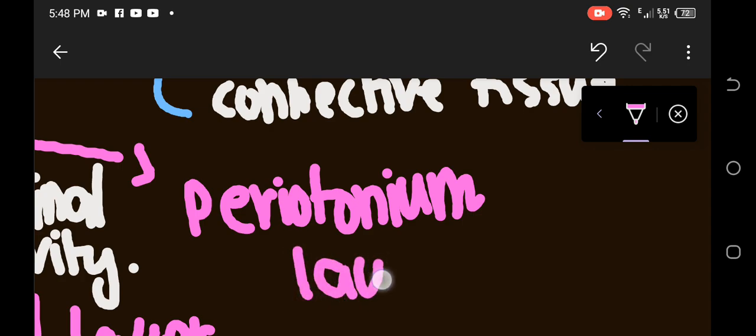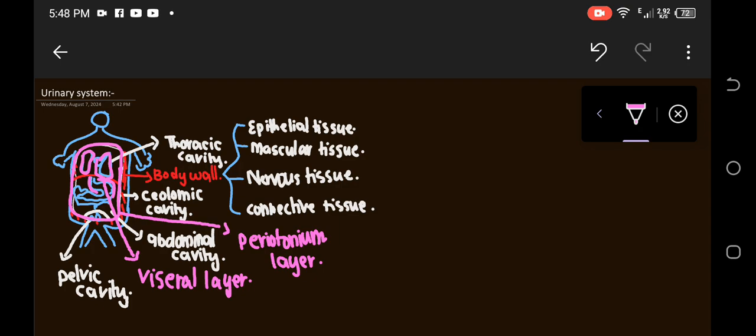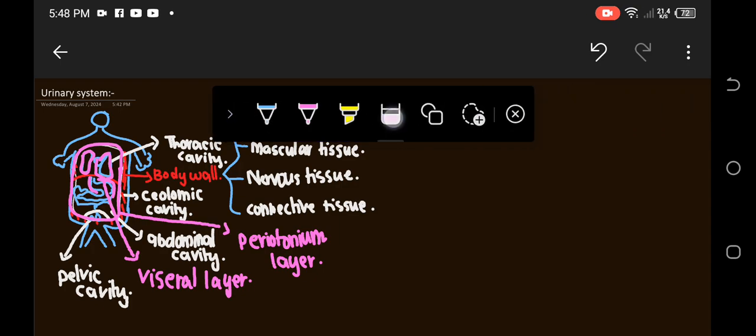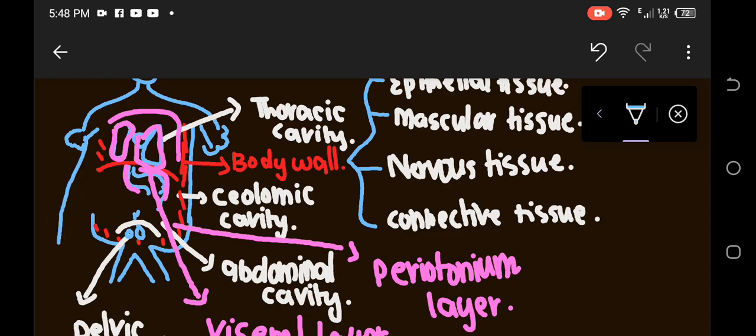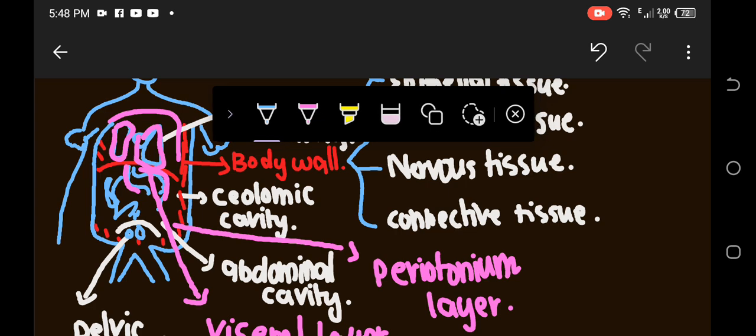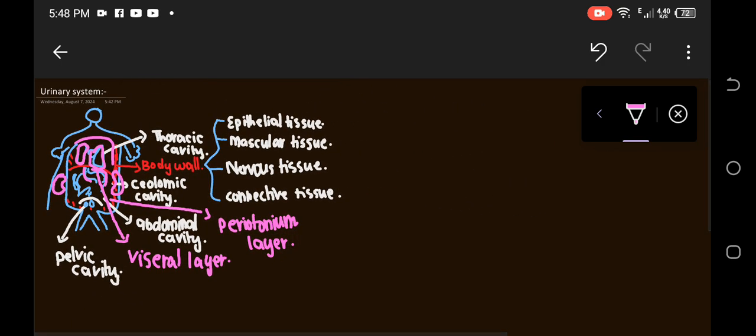Peritoneum layer. Now, as in the urinary system our main focus will be on the kidney, let's see where the kidneys are present. Let me draw it in more detail. Our kidneys are present on the outer side, one here and one over here. So both kidneys are present here.